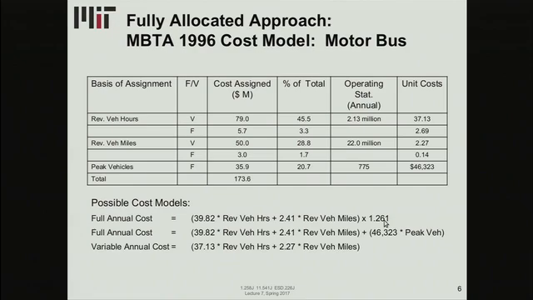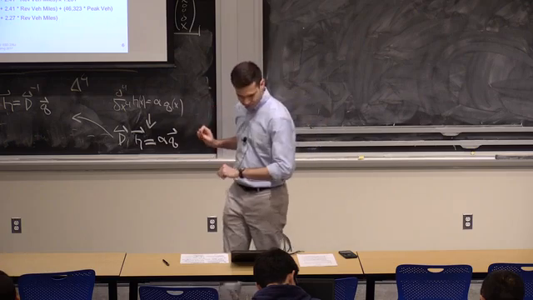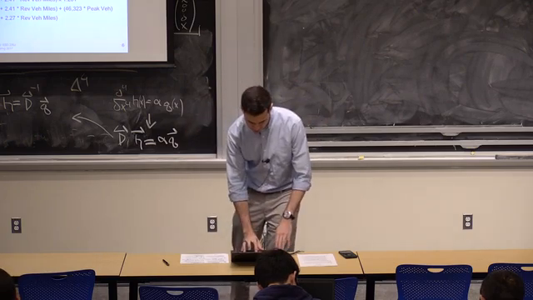If you take the total cost, which is 173.6, and you divide it by the sum of the unit costs for revenue vehicle hours and revenue vehicle miles, you get 1.26, and that's the adjustment factor. Any questions with that approach? So the 1.26 is calculated by doing what?